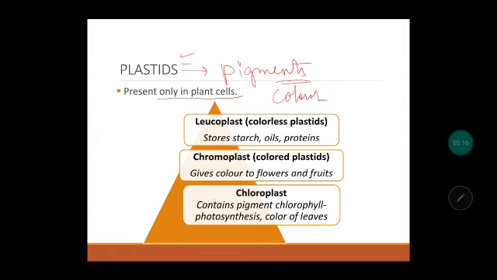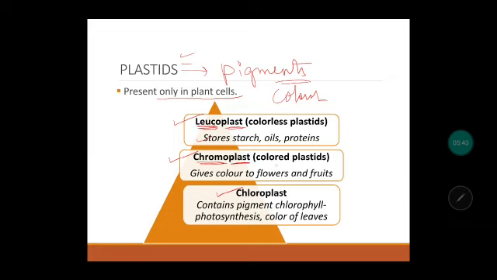Let us look at the three different types: leucoplast, chromoplast and chloroplast. Leuco means white or colorless, and plast comes from plastid. So colorless plastids are leucoplasts. They will not give any color to the plant, but they will store different food materials like starch, oils and proteins. Chromo means color, plast comes from plastid.